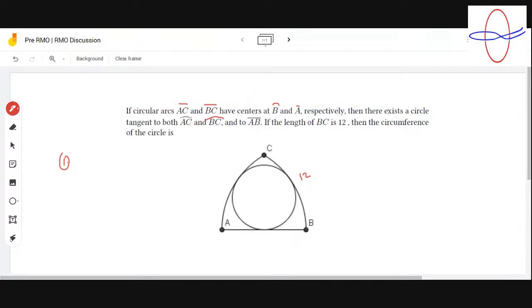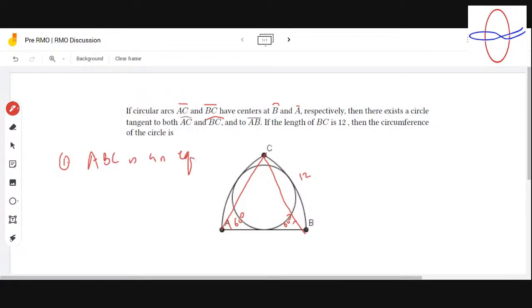But it has centers A and B. So suppose for AC, its center is A, and AB is the radius. That is, AB must be equal to AC. Okay, so this is the idea. AB must be equal to AC, and similarly, AB must be equal to BC. Right? So this is an equilateral triangle, right? So it's a 60-degree angle over here. This is the first observation. All of you understood this? ABC is an equilateral triangle.